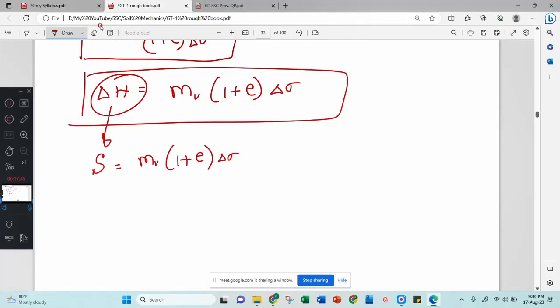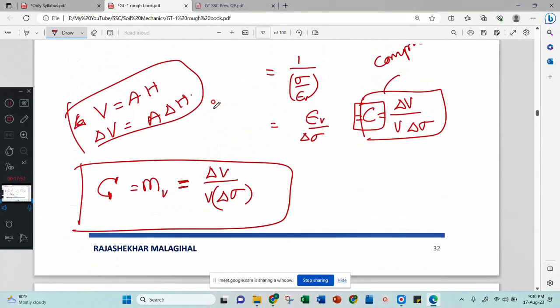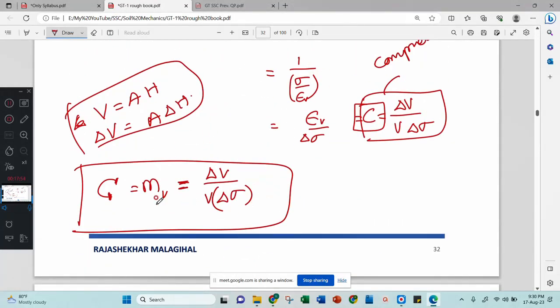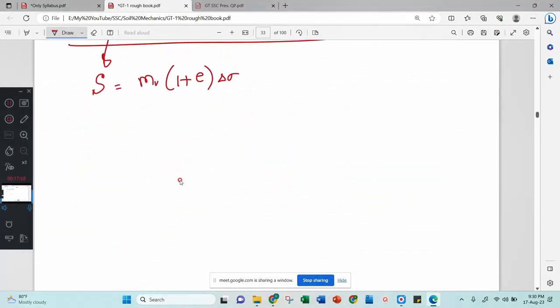You must know mv. Or you can write it something like this also. Here you come here. Where is mv? Here. From this diagram, you can write it like this also. S equal to mv into delta H. Correct it. Remember that only. Not this one.